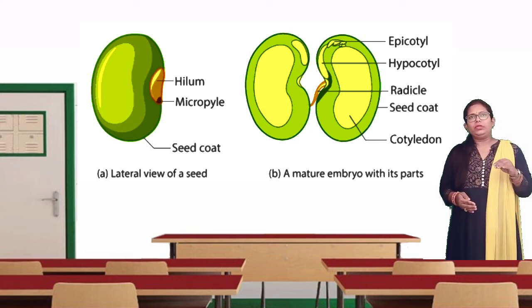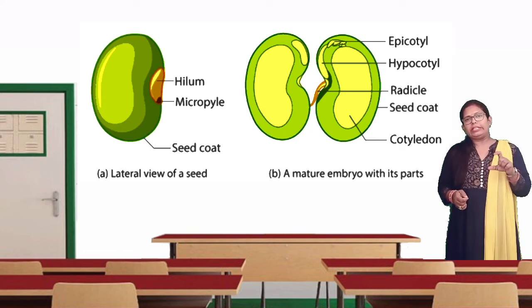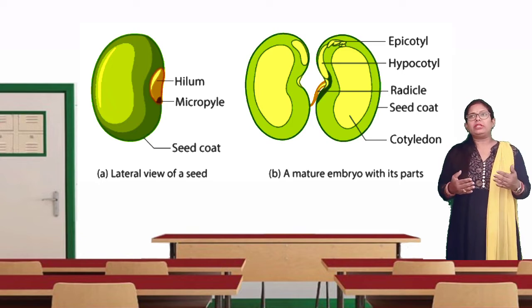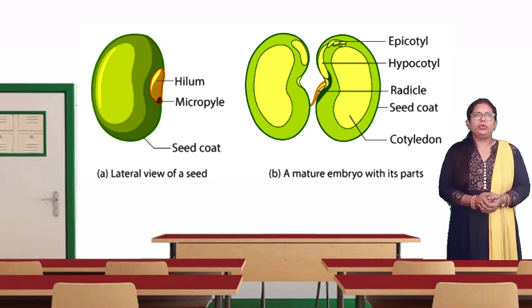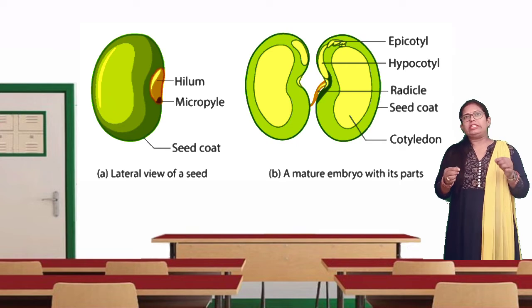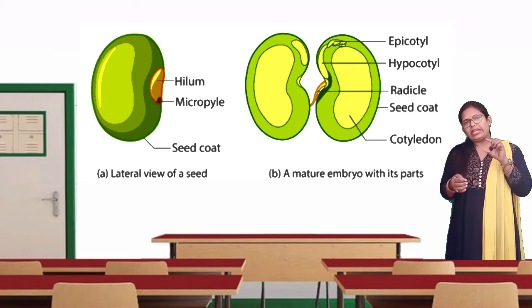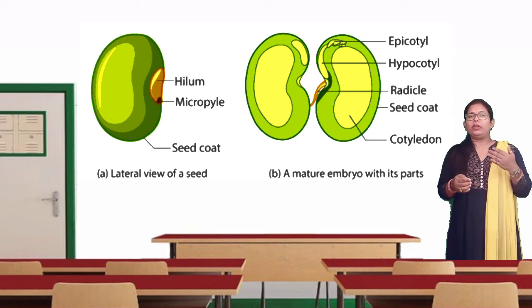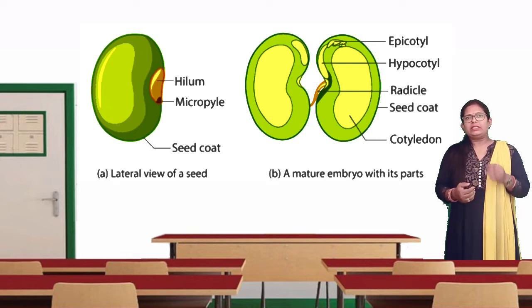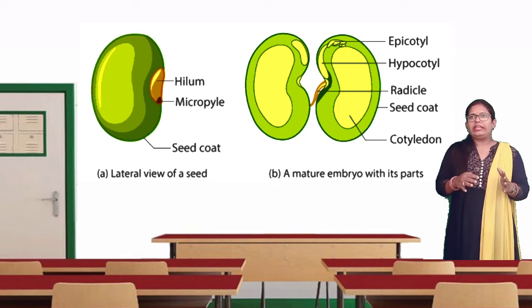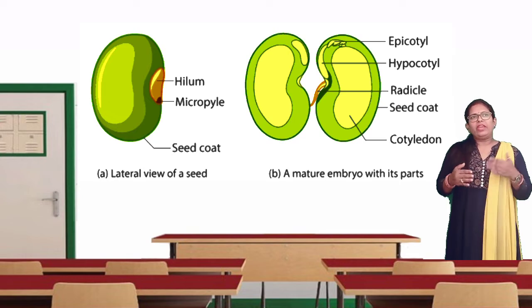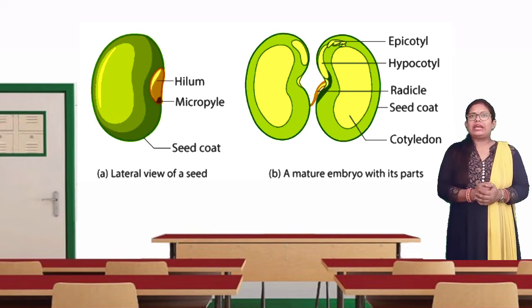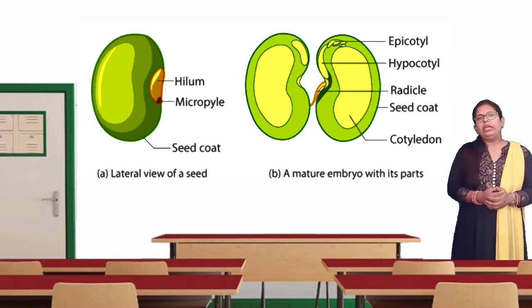Below the seed coat, there are two thick cotyledons that provide nourishment or protection to the embryo. When we separate the cotyledons, we find a tiny embryo attached to one of the cotyledons. In the structure of embryo, radicle and plumule we have already discussed in the starting of this video, but we have not discussed epicotyl and hypocotyl part of the embryo.